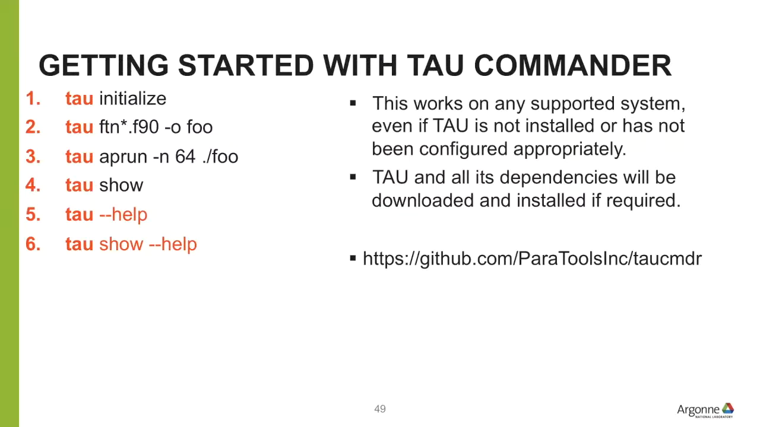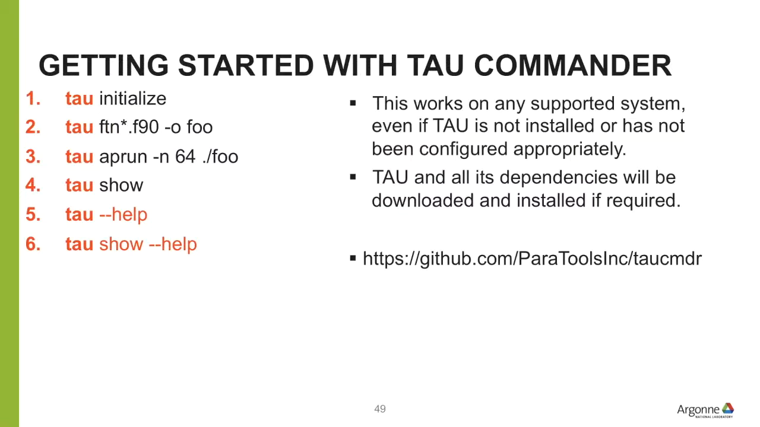And the way it works is we have a single command called tau. We say tau initialize, and it will pick up the configuration that works for you based on whether you specify MPI or OpenMPI options. If one does not exist, it will download tau, configure it with the right options, such as BFD equals download, OTF equals download, and so on. And then it will build tau for you. You just preface tau in front of everything that you do. So you could say tau FTN or tau AP run or tau show, and it will launch all the tools appropriately. If you want to see more information about a particular command, you can just say tau --help or tau show --help.